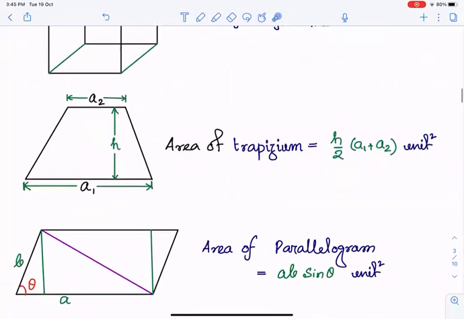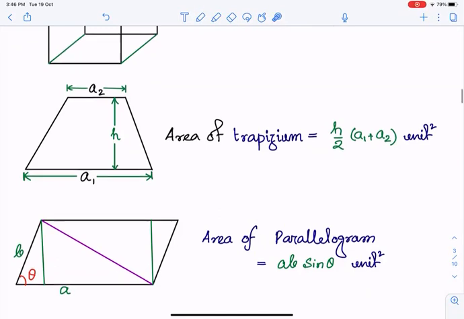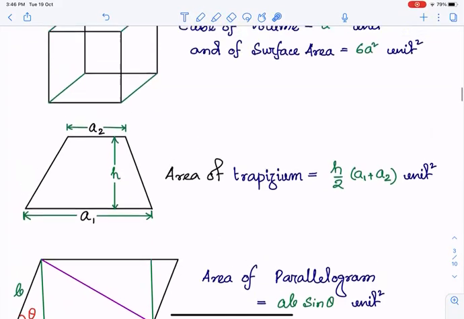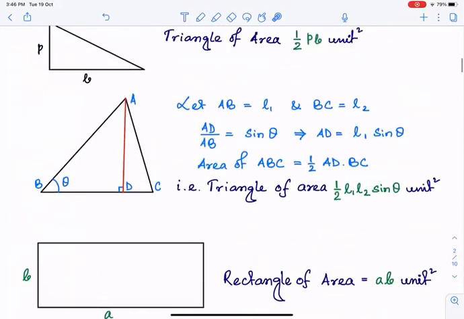Next, area of parallelogram. If I think of a parallelogram where two adjacent sides have lengths A and B, and the angle between these two sides is theta, then the area of the parallelogram is going to be AB sine theta. And why will it be so? The justification comes from this triangle. Just now we considered, if this is L1, this is L2, then the area of the triangle is half L1 L2 sine theta. Now if I construct another such triangle joined with that, it will create a parallelogram.